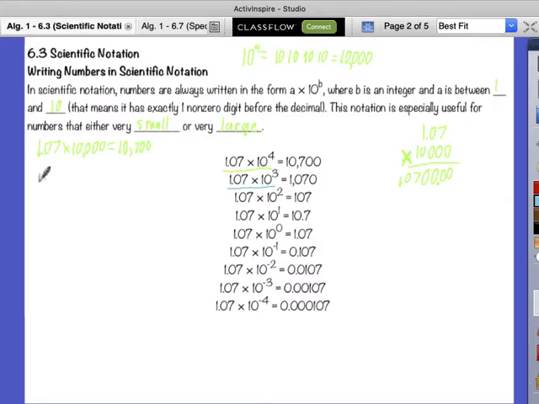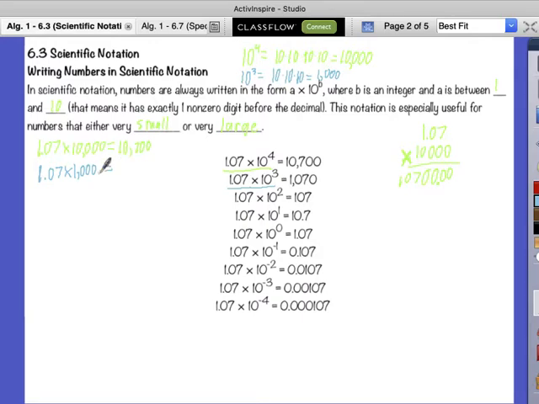Okay, 1.07 times 10 to the third. Okay, well 10 to the third is how many 10s being multiplied together? 3. Now, Katie, you said our trick with 10s was a 1 with how many zeros behind it here? 3. So this number ends up being what? 1,000. That's the 1,000 you're looking for. So we end up having 1.07 times 1,000.